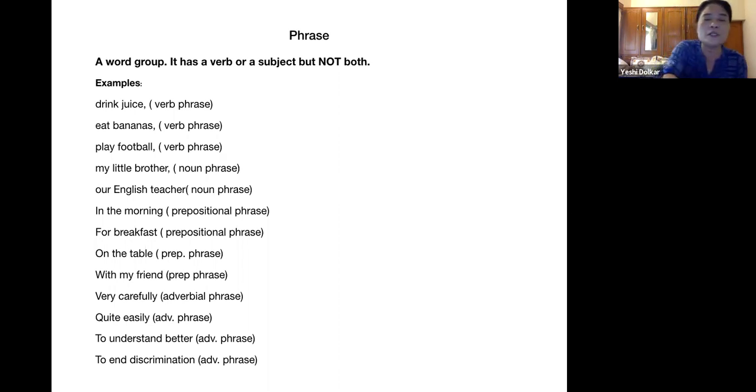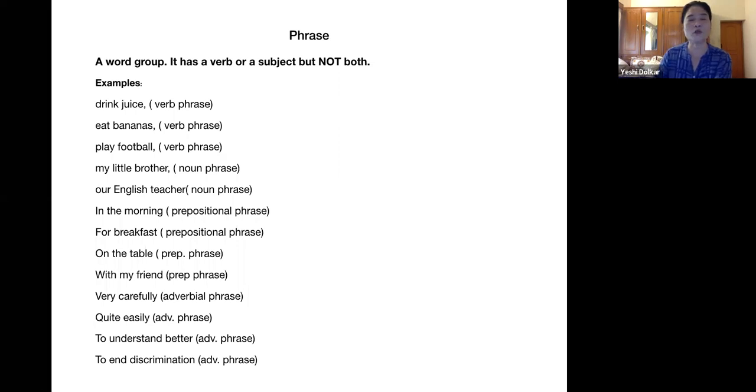Now, because it begins with a preposition, such as in, on, for, with, it's called a prepositional phrase. For breakfast, that's a prepositional phrase. On the table, it begins with on, so it is a prepositional phrase.